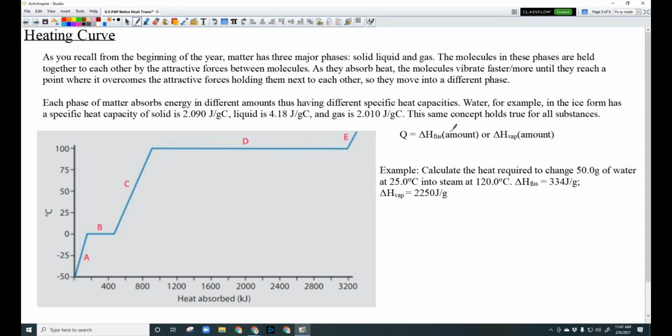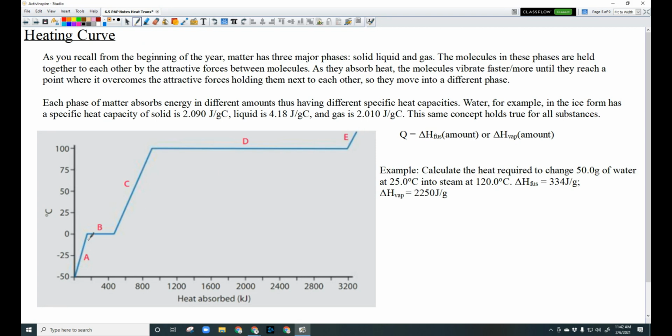All right, now the same concept holds true for all substances, not just water. So there's a different heat capacity for a different substance. And for all of the problems that you're given, they'll give you the heat capacities and the heat of fusion or the heat of vaporization, as it's called. So the heat of fusion and the heat of vaporization is the amount of heat that it takes to phase change.